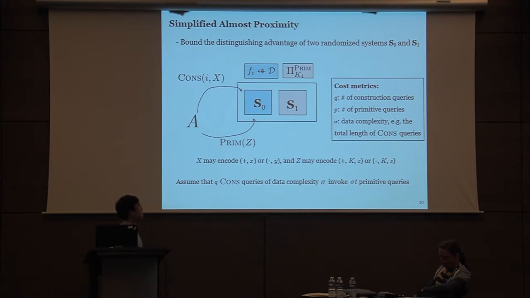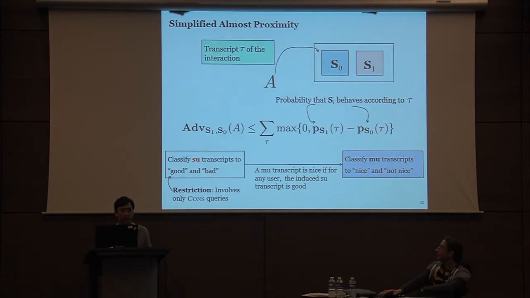We use the following metrics to account for the cost of the adversary: the number Q of construction queries, the number P of primitive queries, and the generic data complexity sigma on construction queries. You might think of sigma as the total length of construction queries, but it's much more general than that. And we assume that if you make Q construction queries of complexity sigma, internally, these invoke at most sigma t primitive queries.